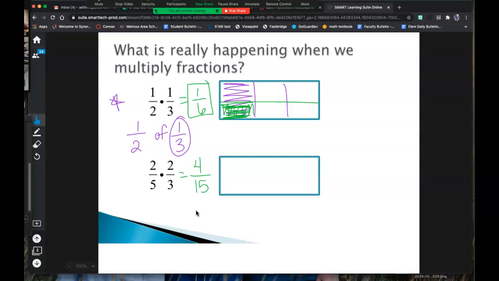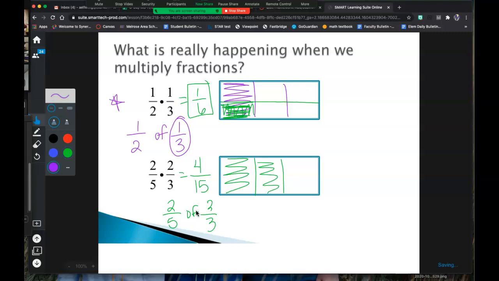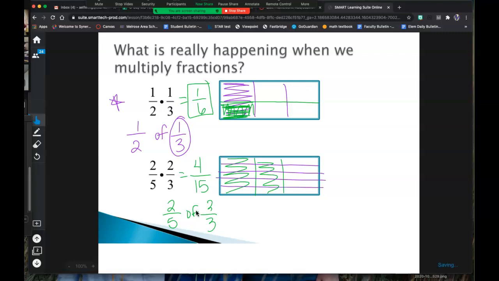Okay, now if I wanted to show that, I'm looking at 2/5 of 2/3. So I would take my candy bar, I split it into thirds. So here's my 2/3. And then I need to do 2/5 of that. So there I split it into fifths and I need 2/5. So it's those top two. What I'm looking at then is just this right here. And that is 4 out of the 15 pieces, which is right here.